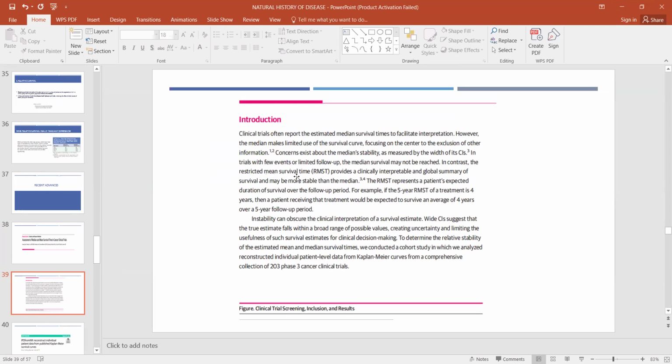In contrast, the restricted mean survival time provides a clinically interpretable and global summary of survival and may be more stable than the median. Instability can obscure the clinical interpretation of survival estimates. Wide confidence limits suggest that the true estimate falls within a broad range of possible values, creating uncertainty and limiting the usefulness of such survival estimates for clinical decision making. To determine the relative stability of the estimated mean and median survival time, we conducted a study. We analyzed the reconstructed individual patient level data from the Kaplan-Meier curves from a comprehensive collection of 203 phase 3 cancer clinical trials.